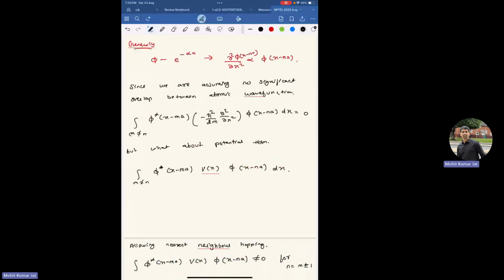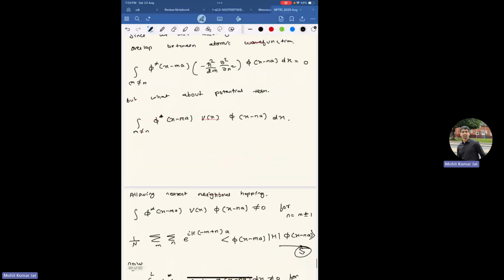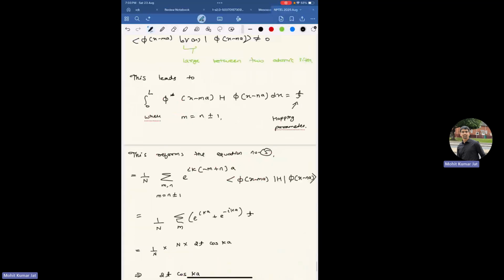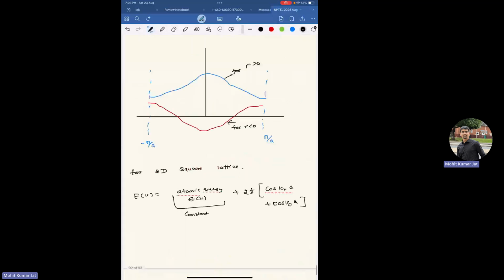You can also take the next nearest hopping term, but the contribution from that term will be very small, since the overlap is already very minimal between the atomic orbitals. But for more precise results, one can take next nearest and next-to-next nearest atomic orbitals, and that eventually gives you better results. But the nearest neighbor hopping is also good enough to work with.